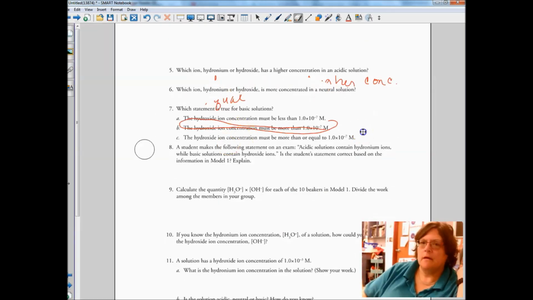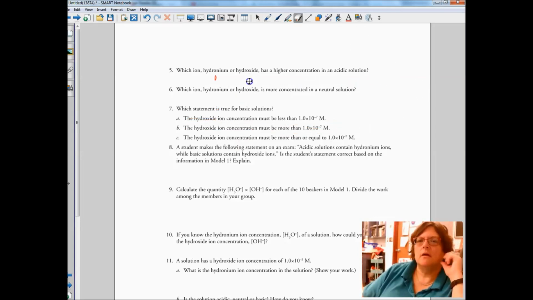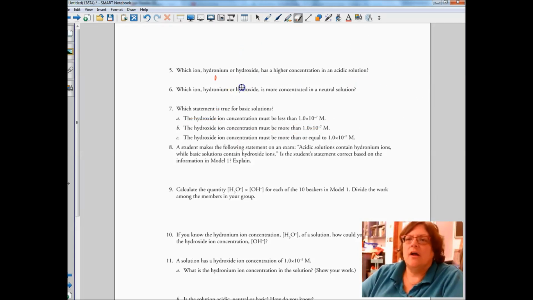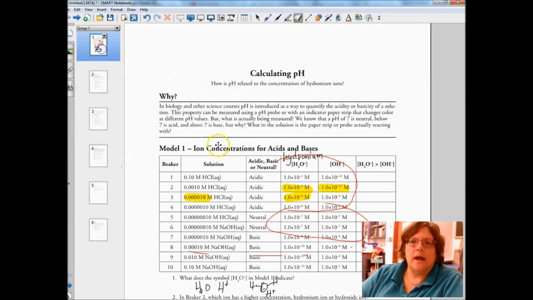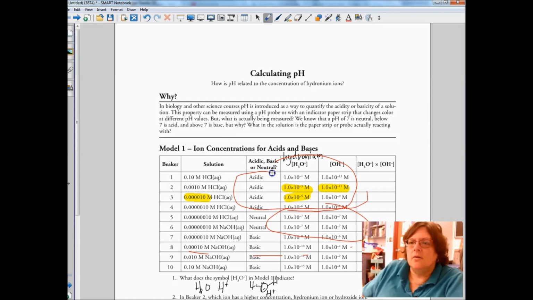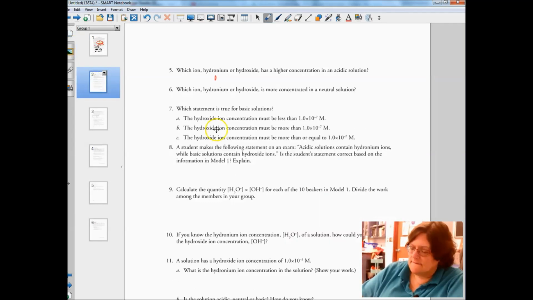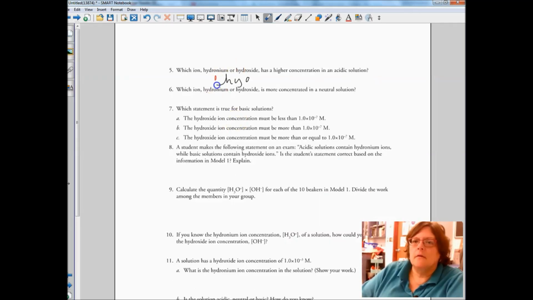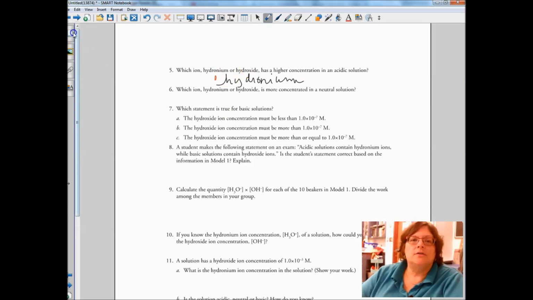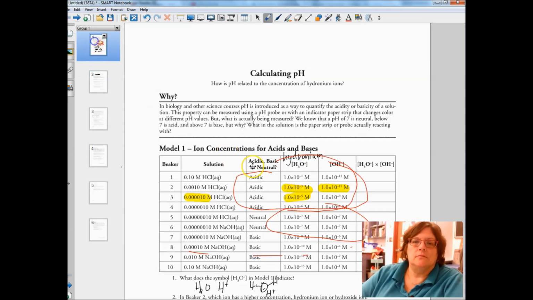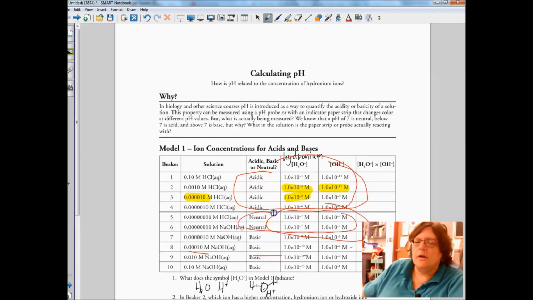All right. So let's look. So first question, which is a higher concentration in an acid? If we go back here, here's our acids. Who has the higher concentration? The hydronium ion. Who's more concentrated in a neutral solution? Our neutrals are right here. They're equal.